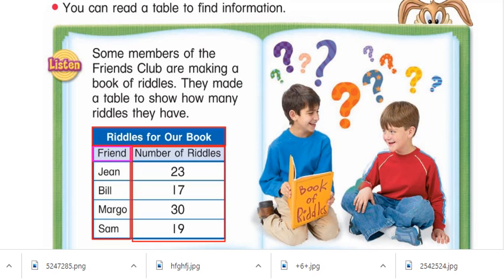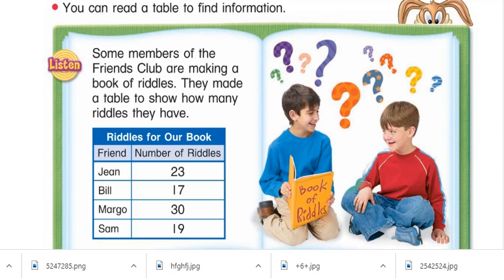Okay, what names do we have? We have Jane, Bill, Margot, and Sam. How many friends are there? 1, 2, 3, 4. Now number of riddles, that's 1, 2, 3, 4. Okay, so in this column we have the number of riddles for each friend. How many riddles for the first one? For the second one, how many? For the third one, how many? Okay?